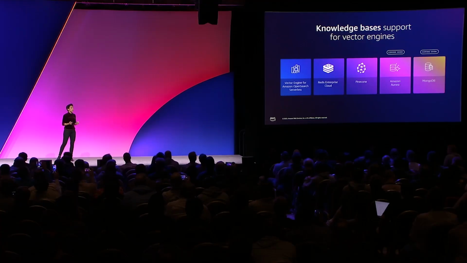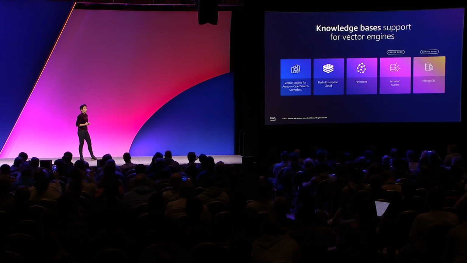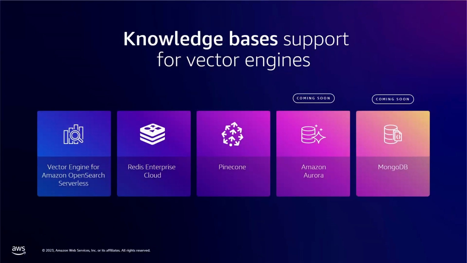Now, because at AWS we know developers want choice, Knowledge Bases supports different vector engines, including Amazon OpenSearch Serverless, Amazon Aurora, which is coming soon, ones from Pinecone, Redis Enterprise Cloud, and MongoDB coming soon as well.